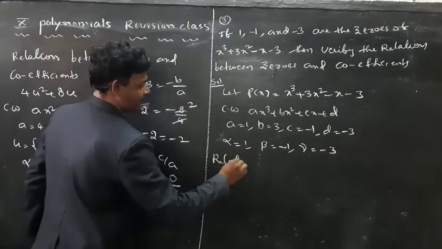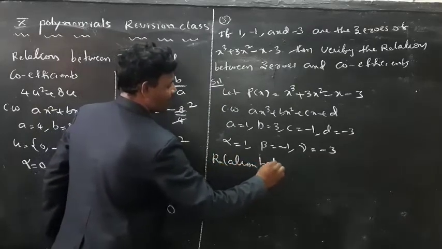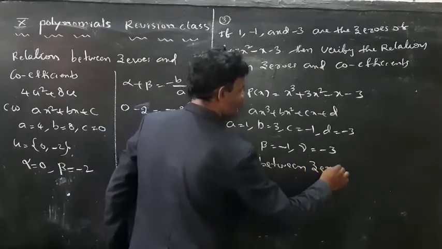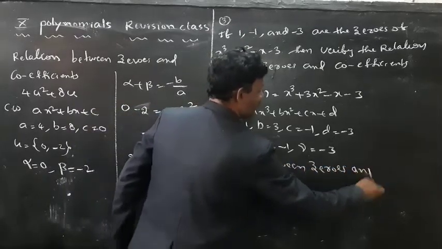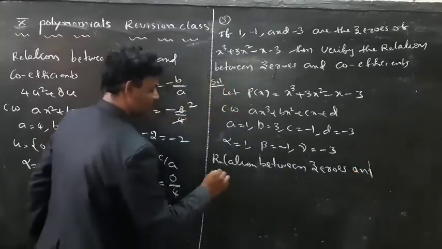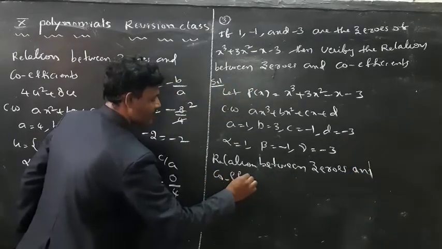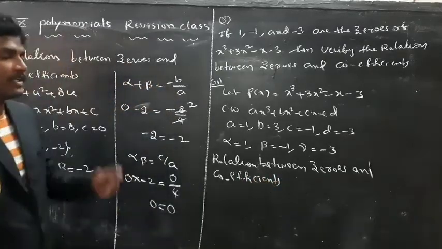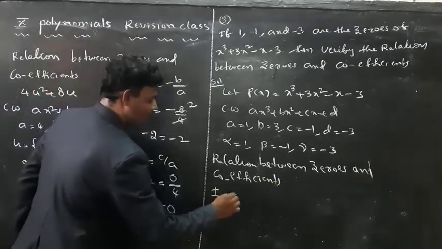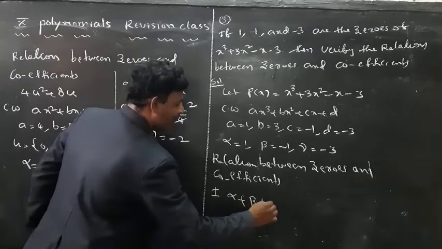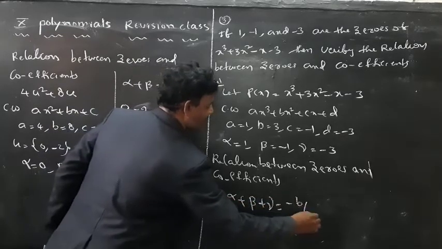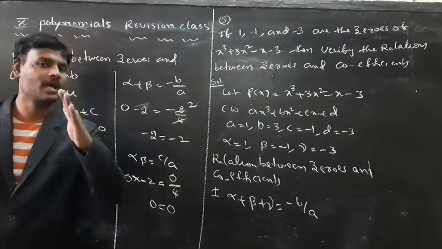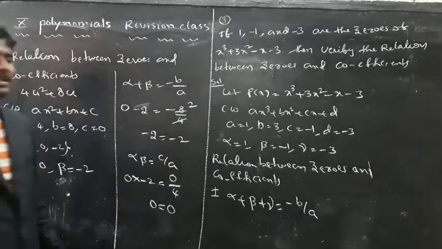Now relation between zeros and coefficients. What is the first relation here in a cubic polynomial? Alpha plus beta plus gamma is equal to minus b by a.